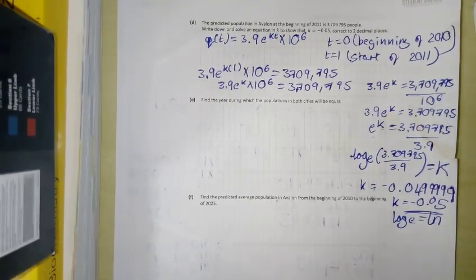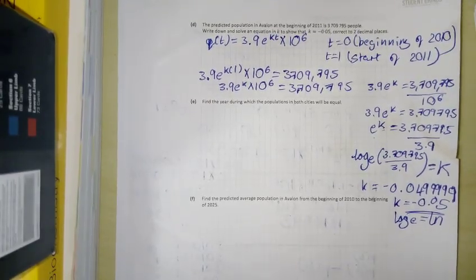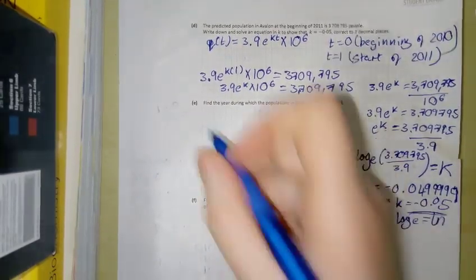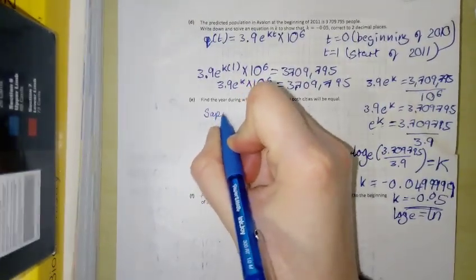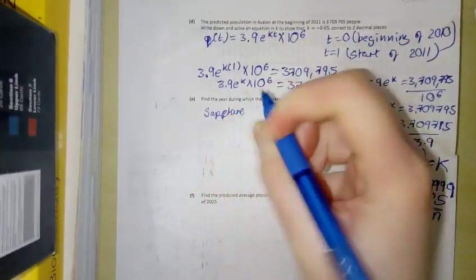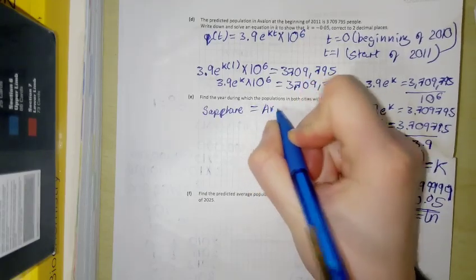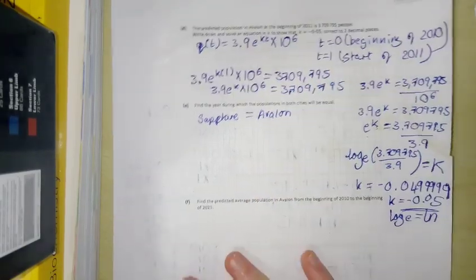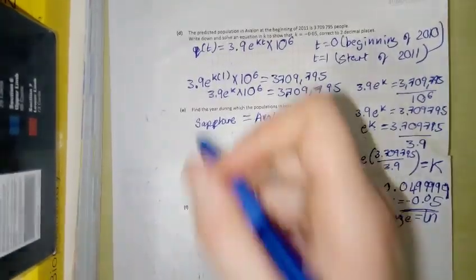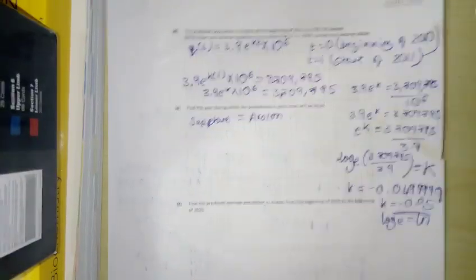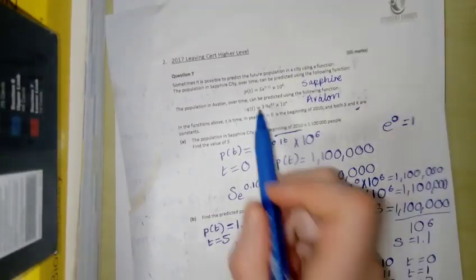Now we're asked to find the year during which the populations in both cities will be equal. So we want to get when the population of the city of Sapphire is equal to the population of Avalon. We already got the equation for Sapphire. We figured out that our S was 1.1.